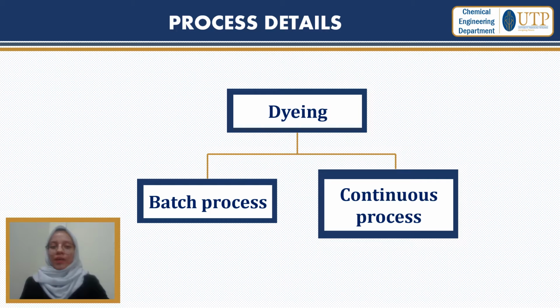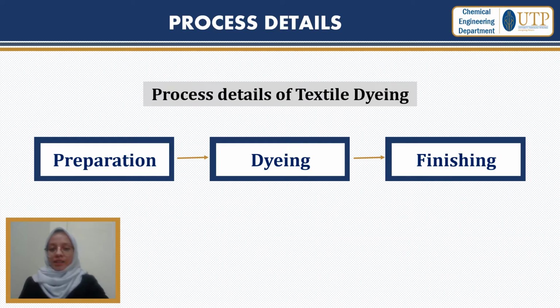While the fabric in the continuous process is moved through different baths in a long series of equipment parts. The fabric uses 5 to 10 times its own weight in water each time it is exposed to a separate bath when undergoing the continuous process. Next is the process involved in textile dyeing. So the first step is preparation, and then dyeing process, and lastly finishing process.